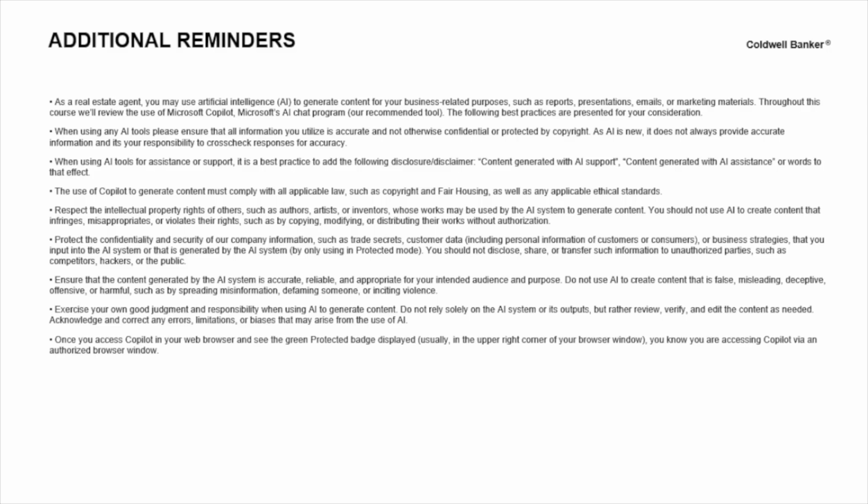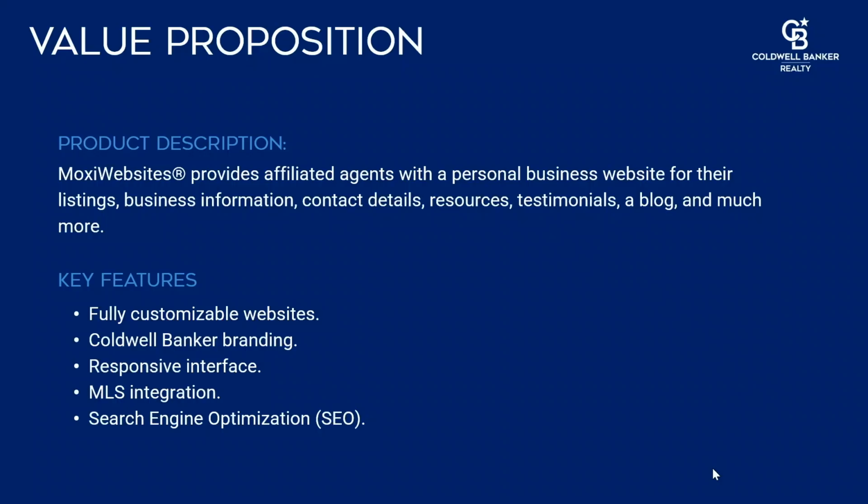When using AI-generated content, consider adding a disclosure, for example, "content generated with AI assistance." Also, stay compliant with copyright laws, ethical standards, and fair housing regulations. Lastly, exercise good judgment, protect confidential information, and review AI-generated content thoughtfully.